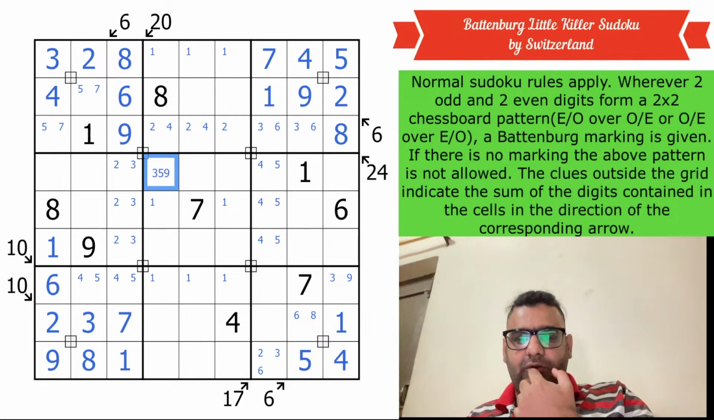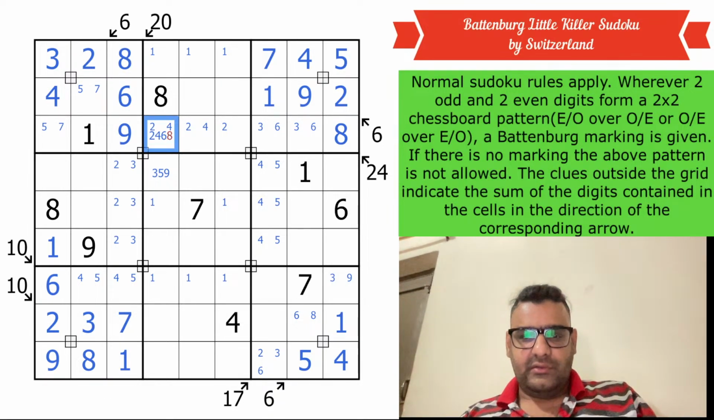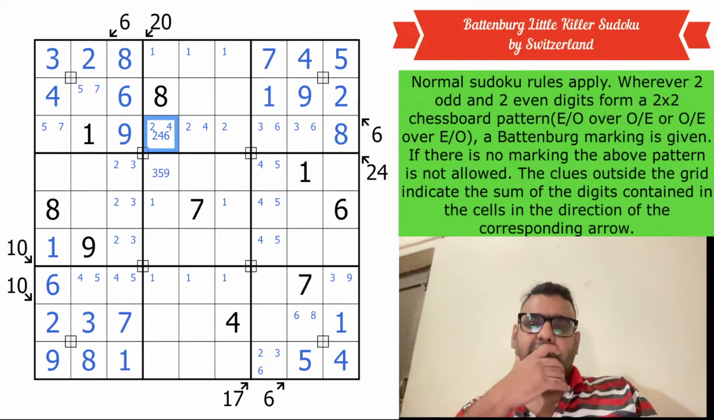These two are going to be even numbers. How many even numbers can I get here? I can get 2, 4. I can also get 6. I can also get 8. No, I cannot get 8. I can only get 2, 4, and 6.